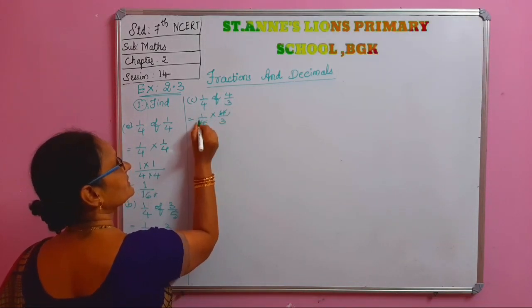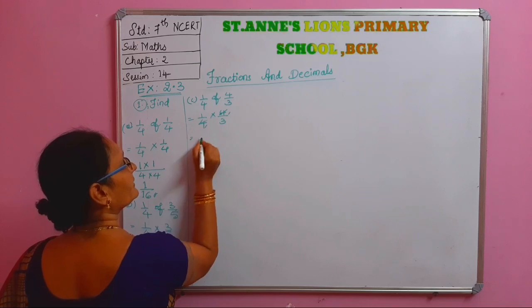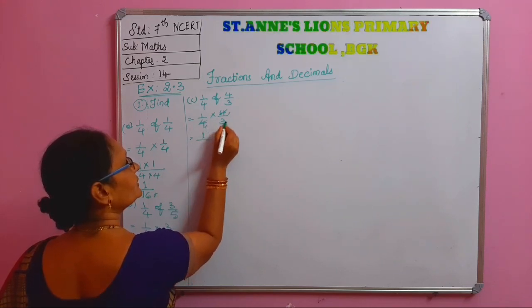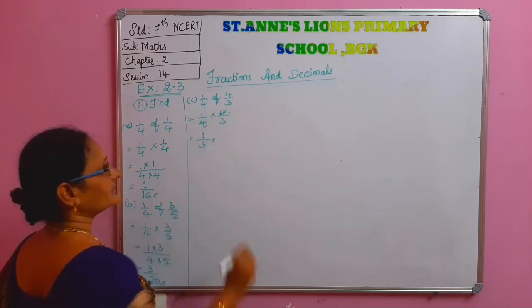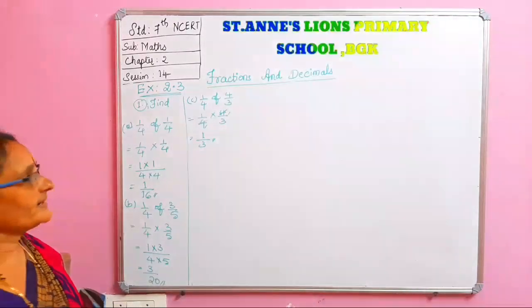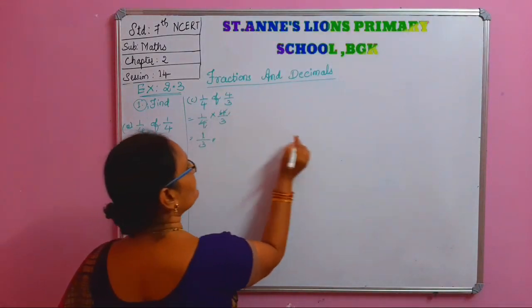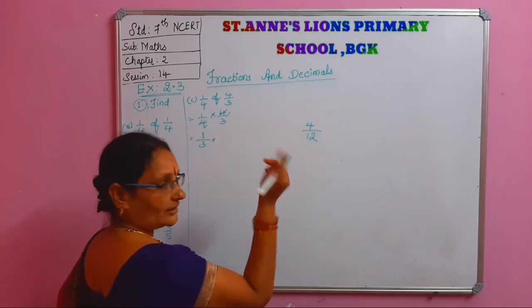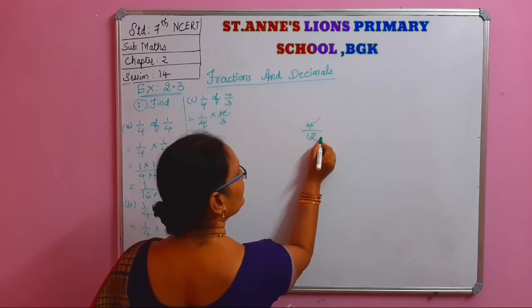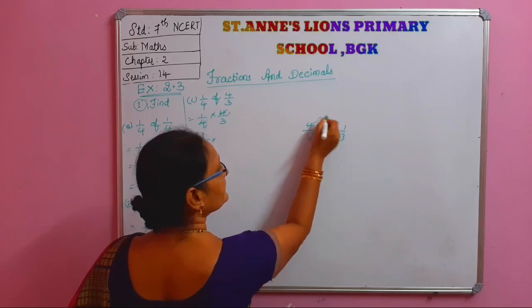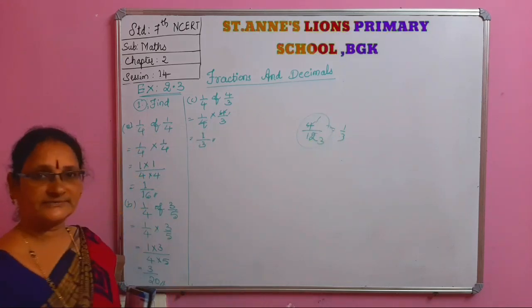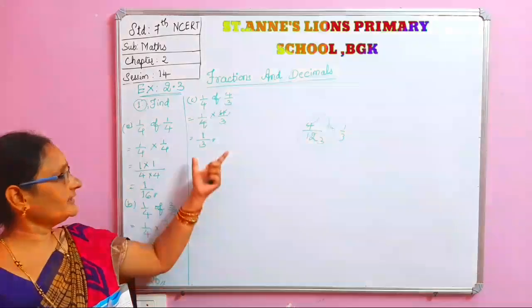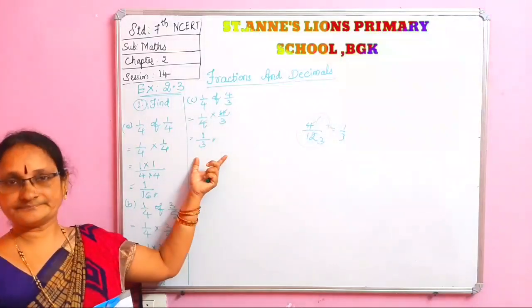4 ones are 4, 4 ones are 4. Now 1 into 1, 1 into 3. 1 by 3 is the answer. Otherwise what happens if you don't cancel here? 1 4s are 4, 4 3s are 12. Now here you have to cancel. 4 1s are 4, 4 3s are 12. Answer is 1 by 3. This one step is extra. That's all. But finally you have to get the answer 1 by 3.